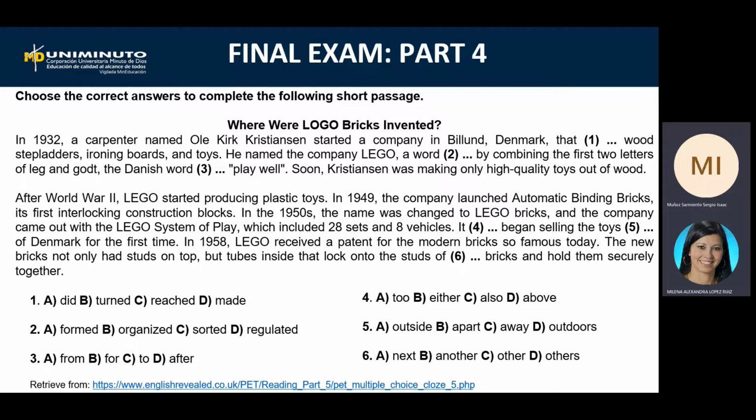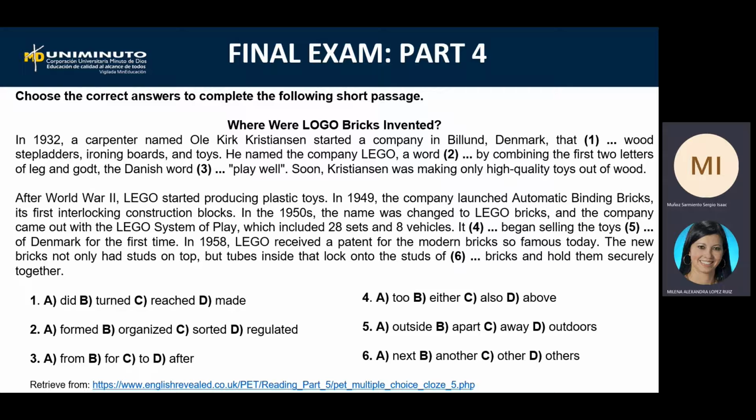In the 1950s. Yes, the 1950s. Excellent. Perfect. In the 1950s, the name was changed to Lego Bricks, and the company came out with the Lego system of play, which included 28 sets and 8 vehicles. Remember, if the verb finishes with D, okay, included, the pronouns. It included 28 sets and 8 vehicles.